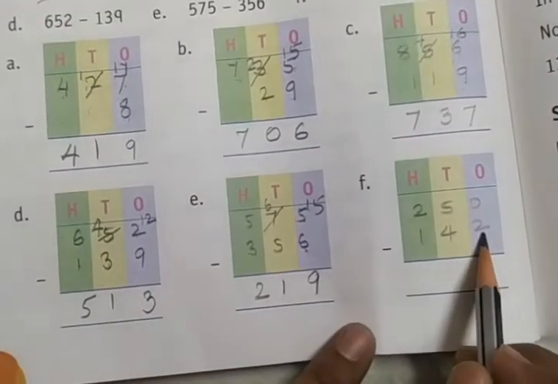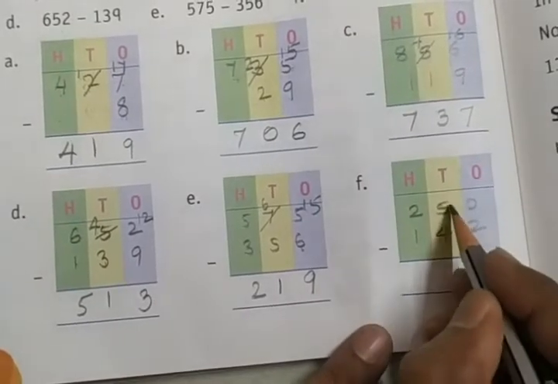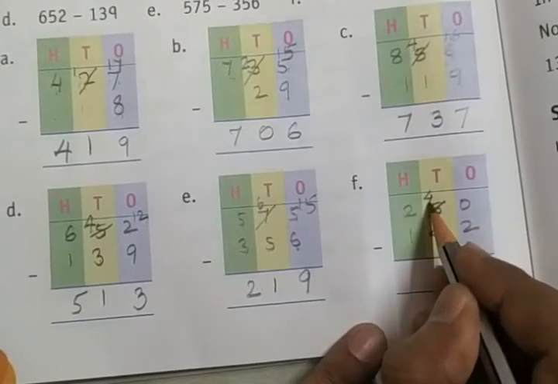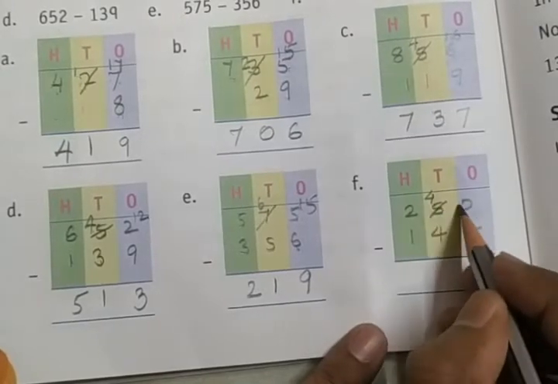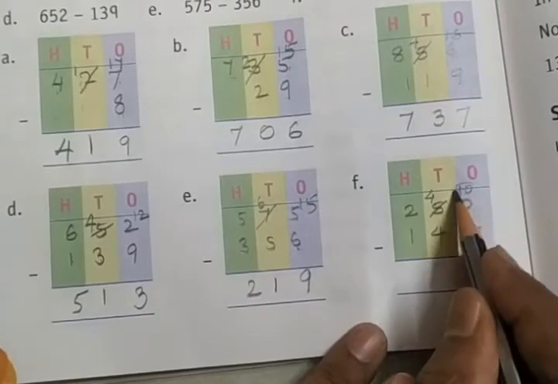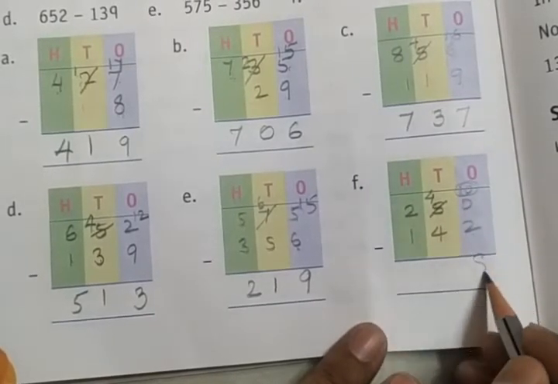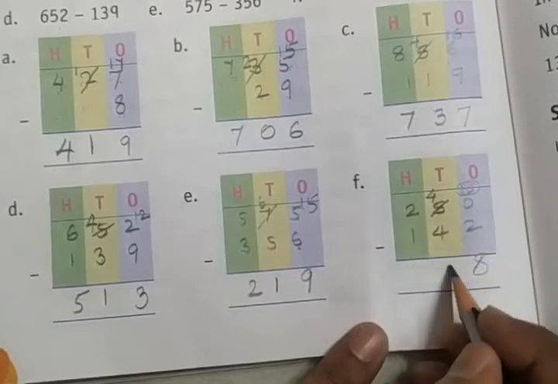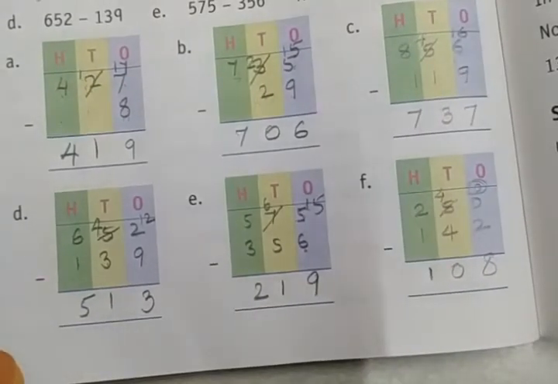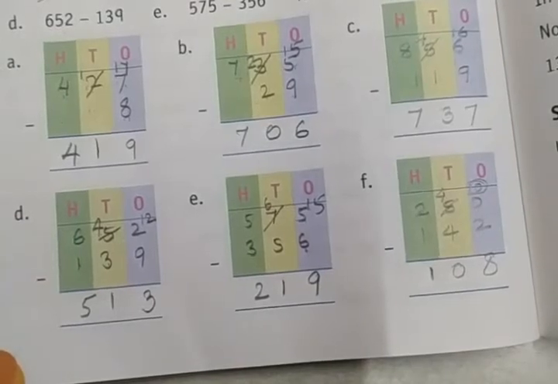0 minus 2 is not possible. For that, what you have to do is borrow. Out of 5, 1 you have taken, so here it will remain 4. So 1 you have taken from the tens, it will become 10 plus 0 is 10 only. So here 10 minus 2 is 8, 4 minus 4 is 0, 2 minus 1 is 1. Okay? Clear? Hope you have understood these concepts.